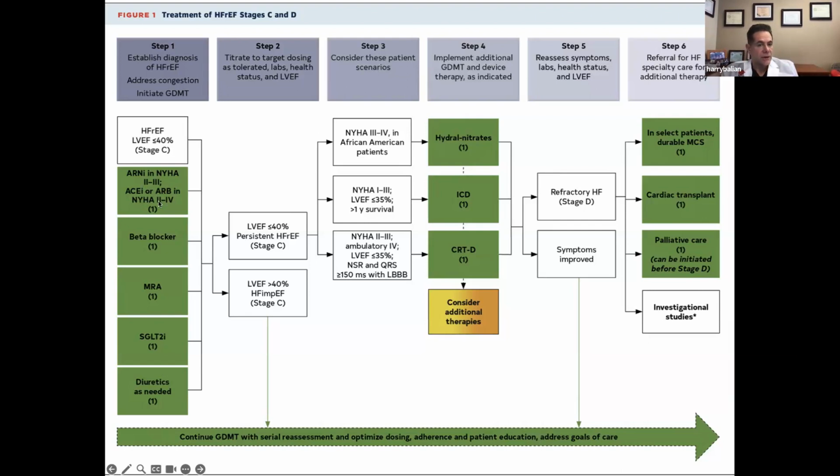Otherwise, you consider ACE/ARB in these patients. Beta blocker is a must. Aldosterone inhibitors are a must. SGLT2 inhibitors should be considered, and then diuretics as needed.